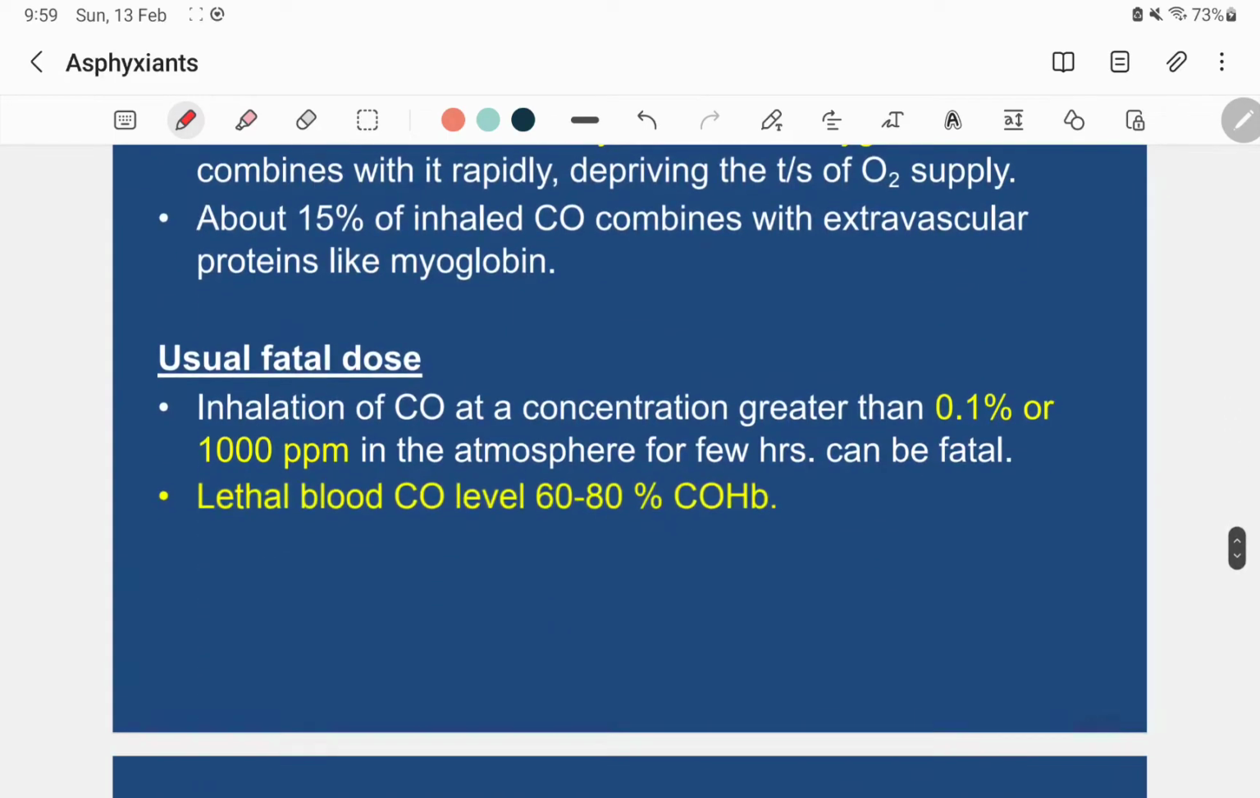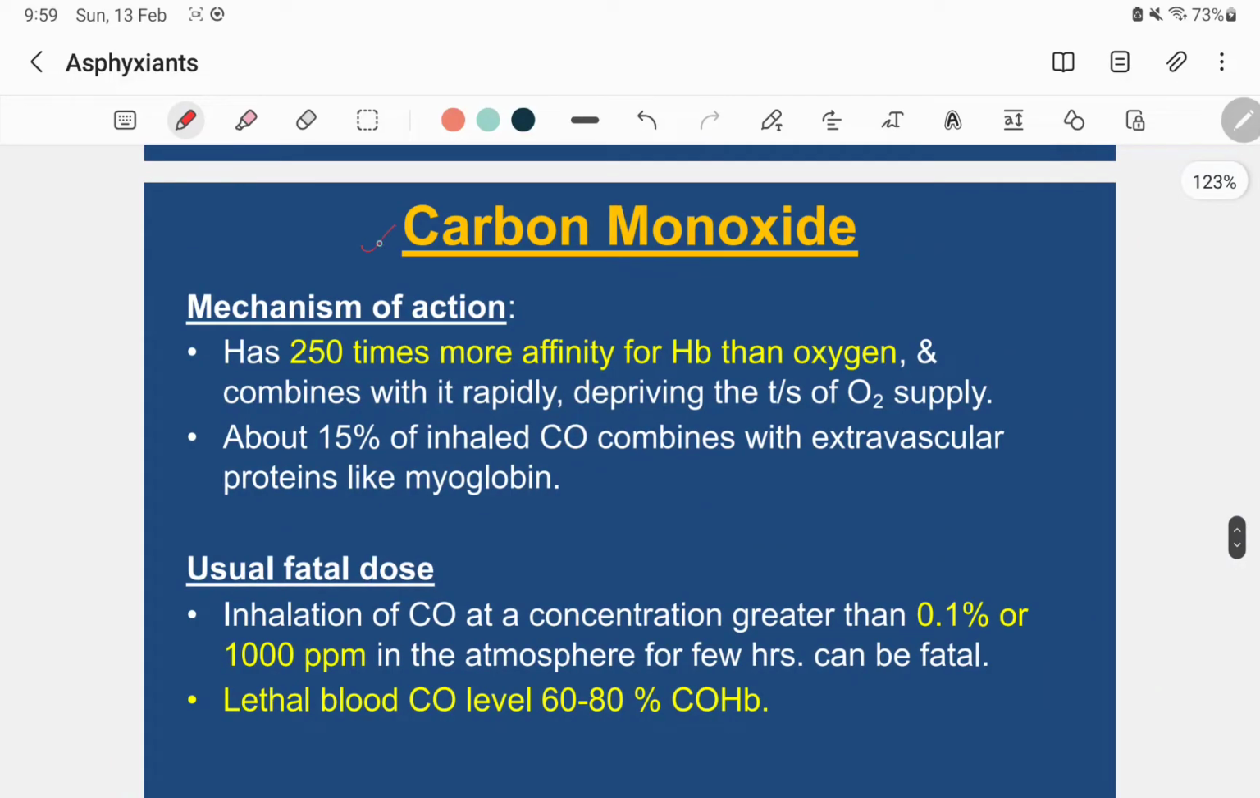Okay, now let's go to the main part. Carbon monoxide, this is very important. Carbon monoxide has 250 times more affinity to hemoglobin than oxygen, and combines with it rapidly, depriving the tissues of oxygen. If oxygen is attracted to hemoglobin by 1 unit, let's give an example, carbon monoxide is attracted to hemoglobin 250 times more than oxygen.